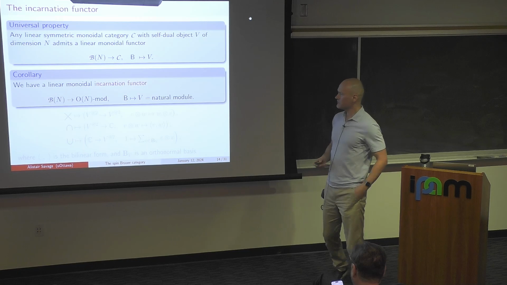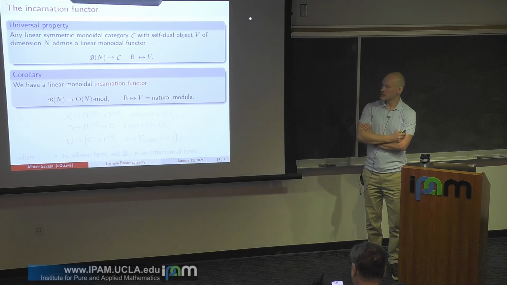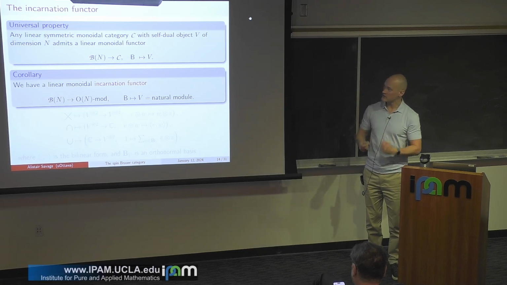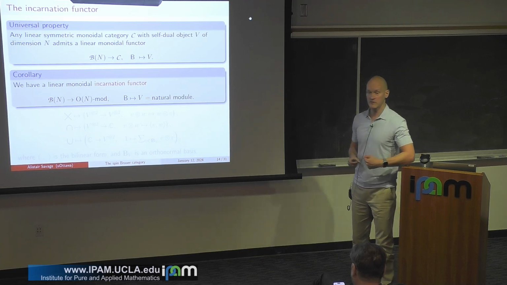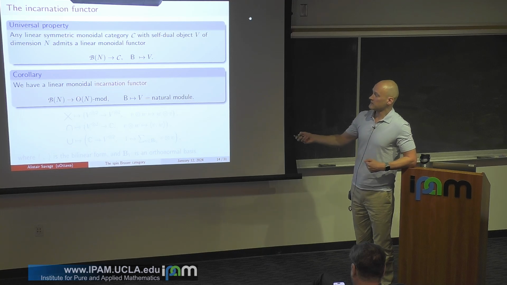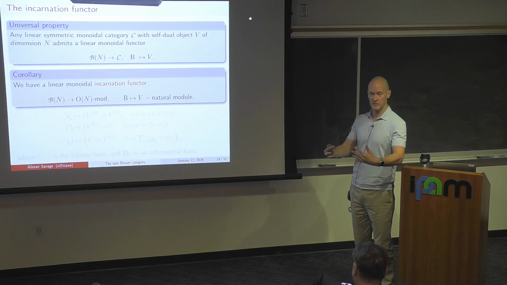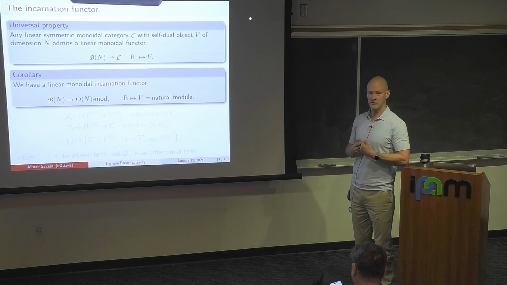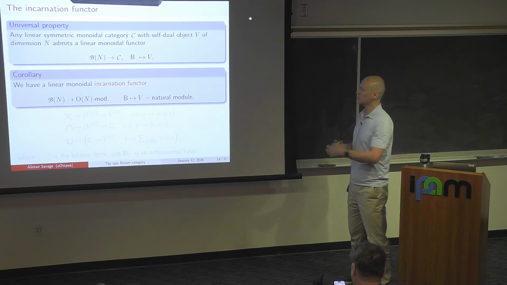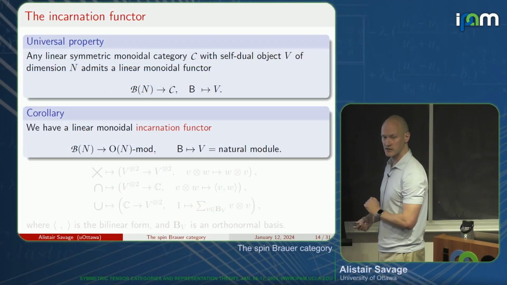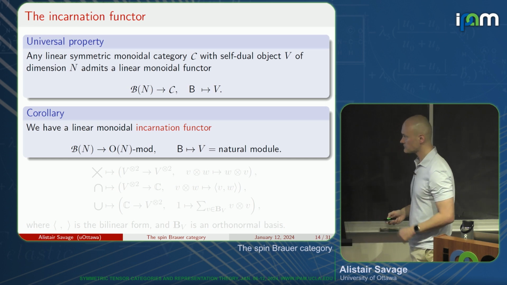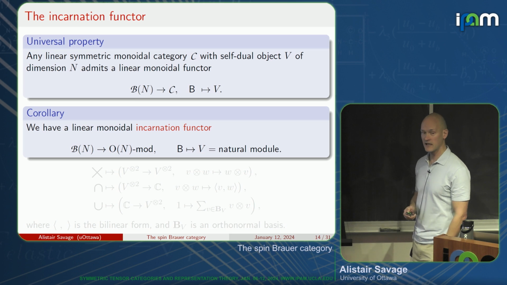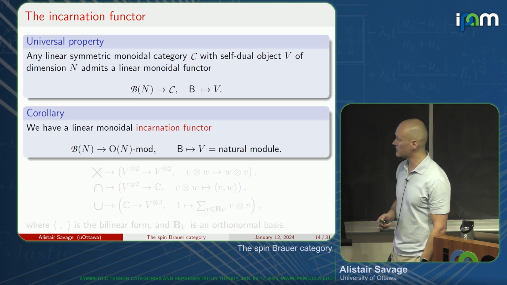Right. So let's give a concrete example of this. What's an example of a linear symmetric monoidal category that has a self-dual object? Well, you could take modules for the orthogonal group, right? Because by definition, the orthogonal group is the group that preserves a form. That form gives you your self-duality for that natural module, right? So it follows from this universal property that we have this functor, and it sends the generating object to the natural module for O_N. And you can be very explicit and say exactly where all these generating morphisms go.